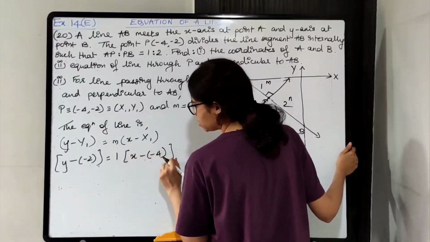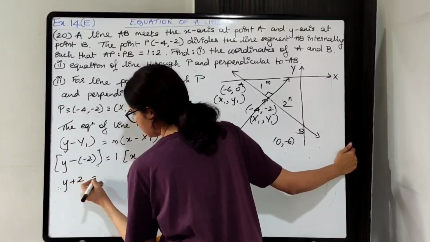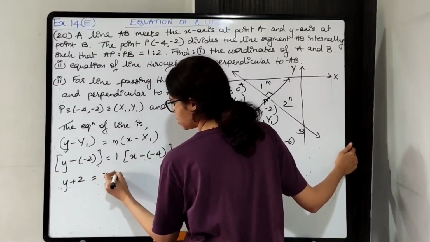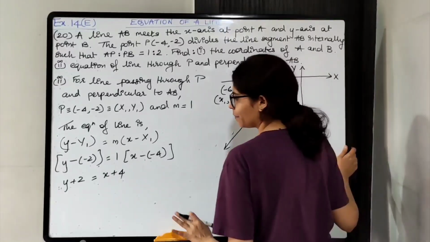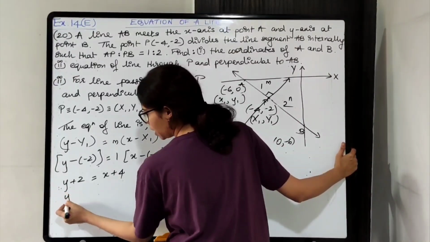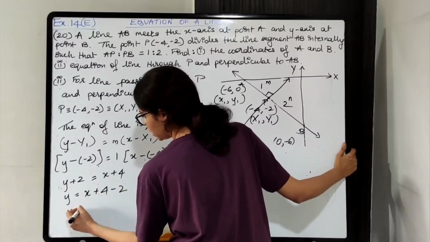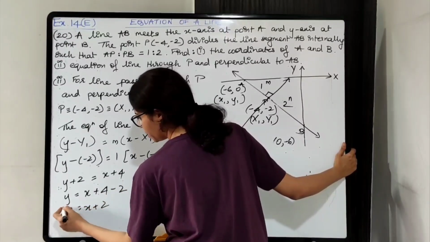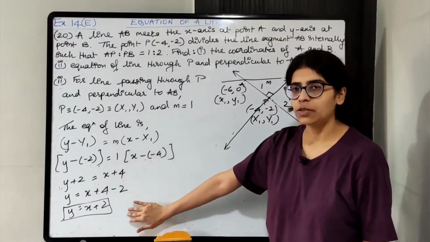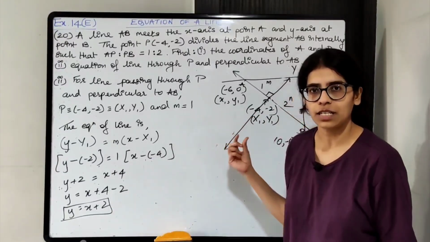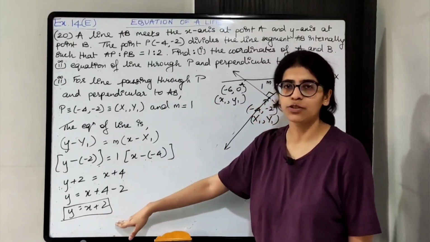So put brackets outside. Okay, minus minus becomes plus. Here x plus 4, 1 into anything gives that thing itself. Okay, so y is equal to x plus 4 minus 2, so that gives y equals x plus 2. This is the equation of the line. Okay, so we got the equation, box it and write down the statement. The equation of the line through P and perpendicular to AB is y equals x plus 2.